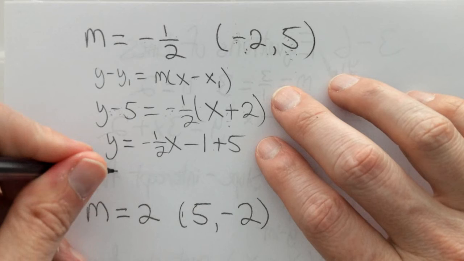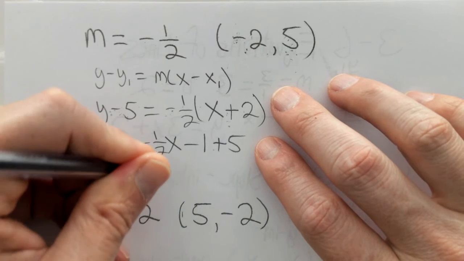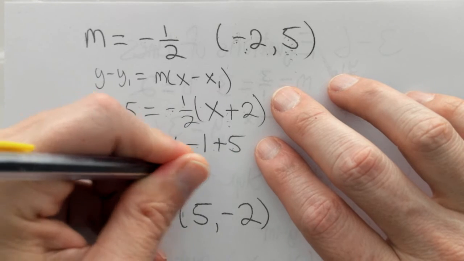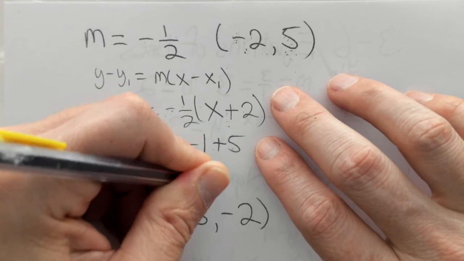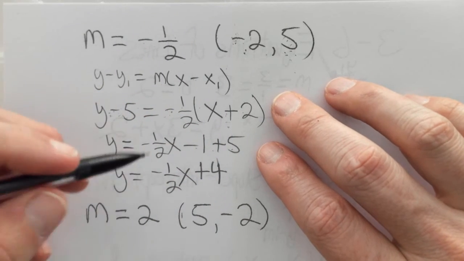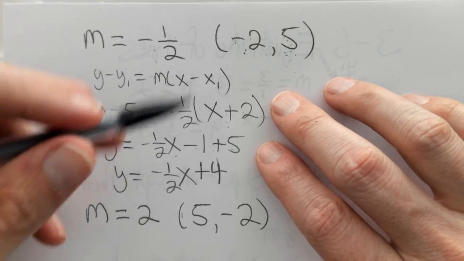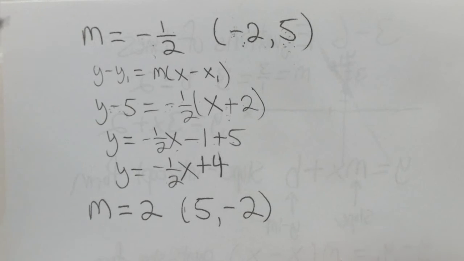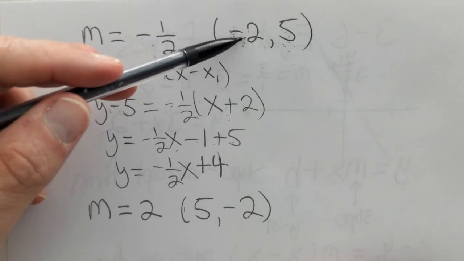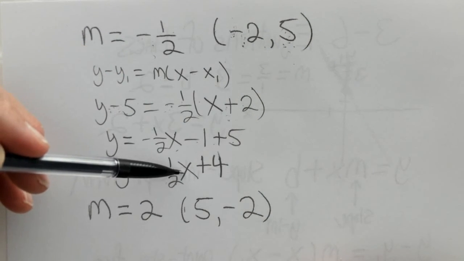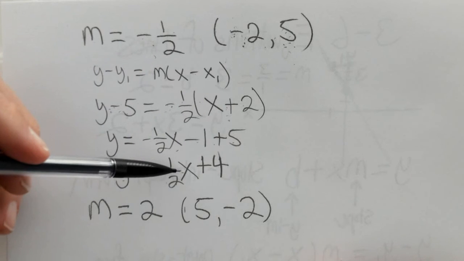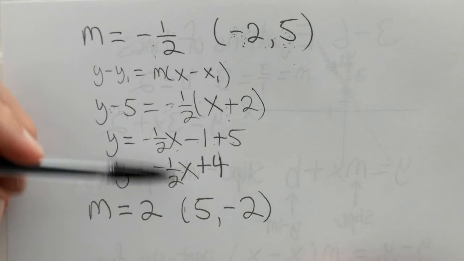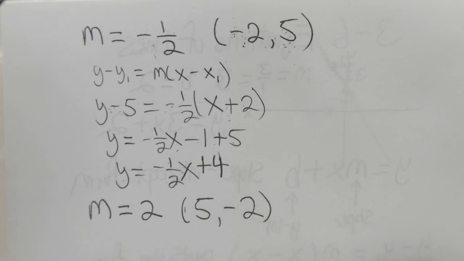All right. So y equals negative 1/2 x, and then 5 minus 1 is going to be plus 4, and that's the equation of the line that has a slope of negative 1/2, and goes through this point, negative 2, 5. All right. If you wanted to double check the point also, you could. If you plug negative 2 for x, it should give you 5 for y. Let's see if it does. Negative 2, negative and negative make a positive. Half of 2 is 1. 1 plus 4 makes 5, and it checks out.